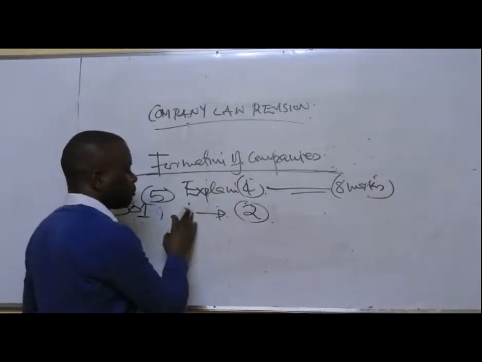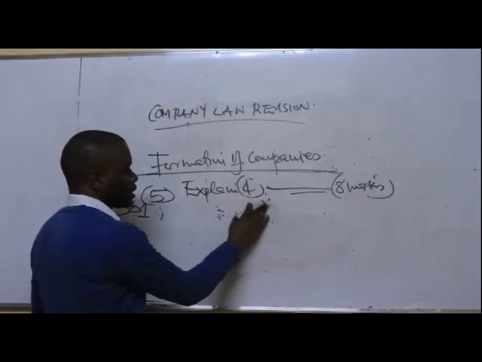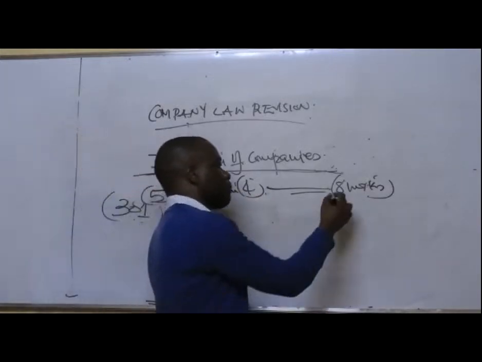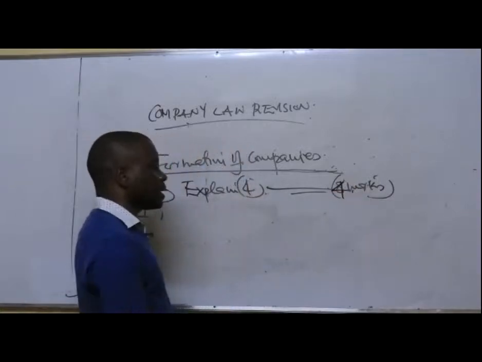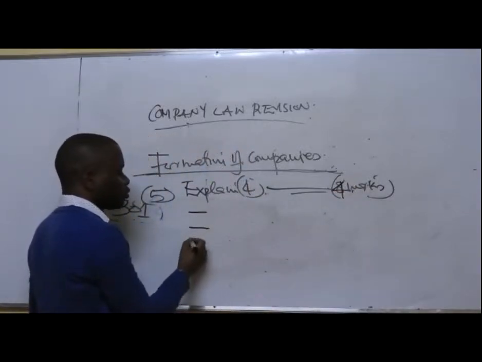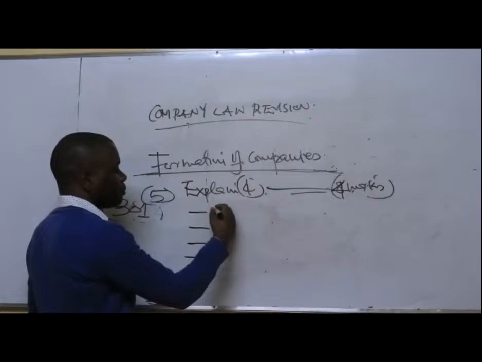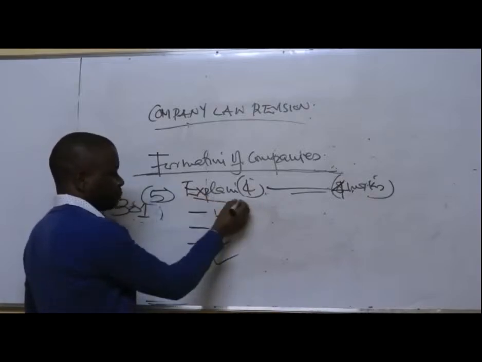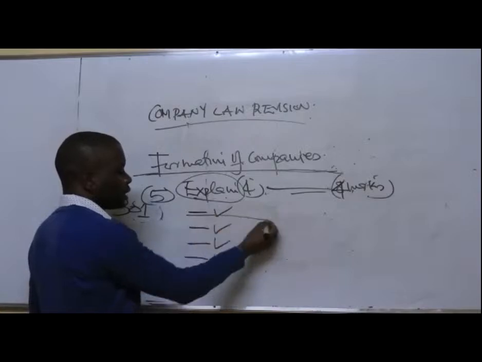But if they have said state 4 points, and they have just put 4 marks, most probably they just want you to clearly state the points as you go, because for each and every point, you'll score a mark. But if they have said explain, most probably they want you to state the points.